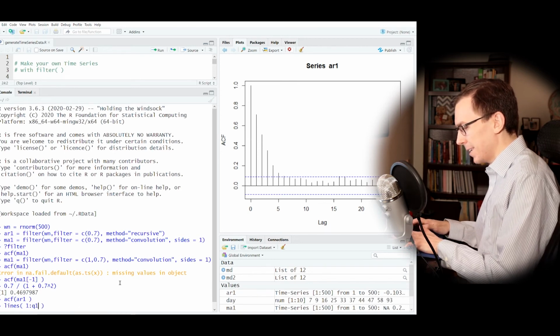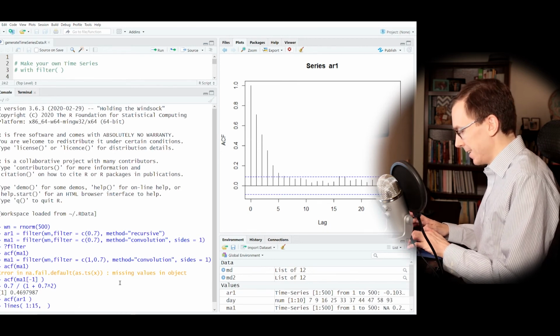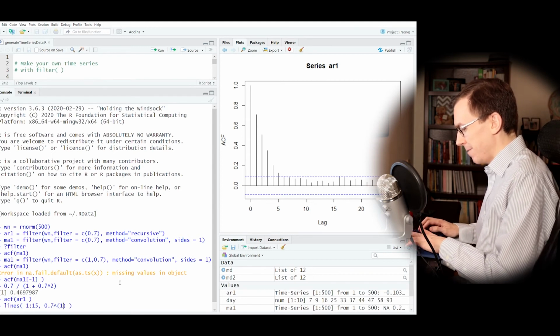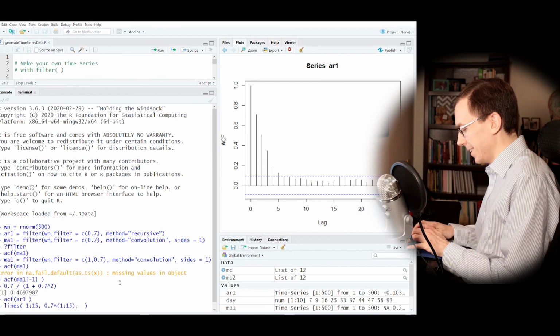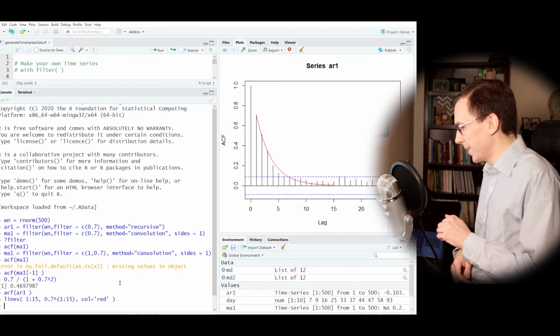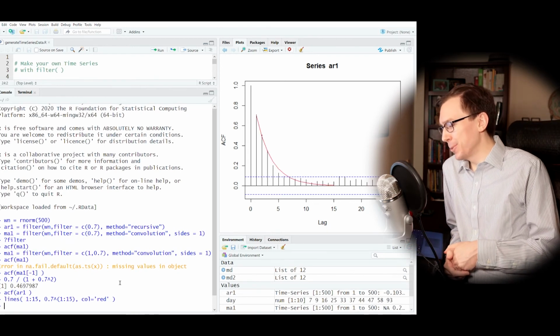We actually could plot this if I say lines, let's say 1 to 15, and then 0.7 to the 1 to 15, and then give it a color like red so we can see what's going on here. Yep, and there it is. So that's what the actual autocorrelation should be doing.